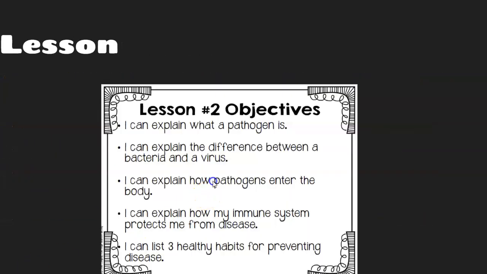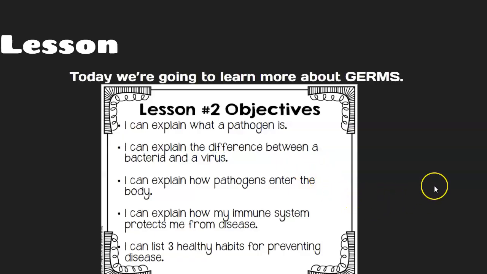All right, so today's learning targets are: I can explain what a pathogen is. I can explain the difference between a bacteria and a virus. I can explain how pathogens enter the body. I can explain how my immune system protects me from a disease. And I can list 3 healthy habits for preventing disease.